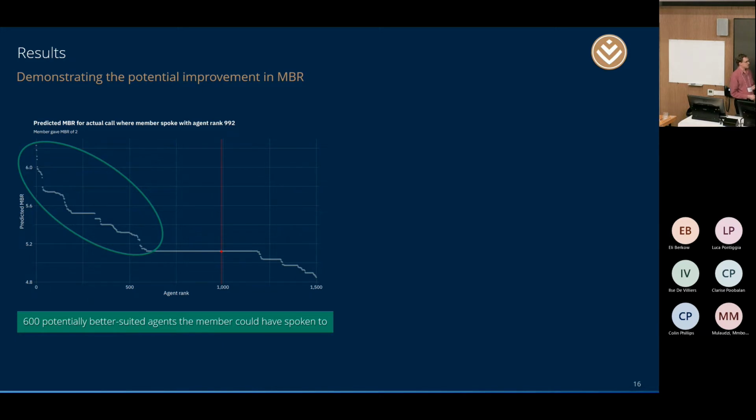If we now plot the distribution of predicted MBR scores for this particular member across our whole call center agent base, you can see this flat line over here. But then what we see over here is this cluster of 600 potentially better suited agents that this member might have spoken to if we implemented this new version. Of course, not all 600 would be available and of the right skill at that point in time, but certainly some proportion of them would be.